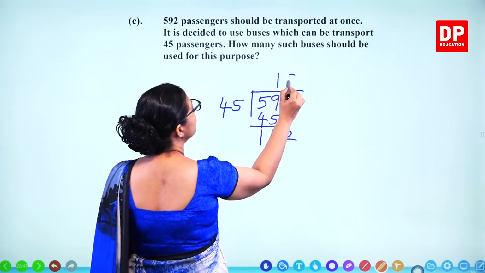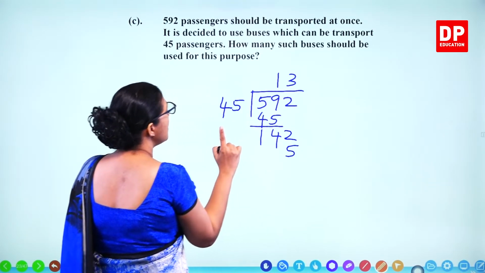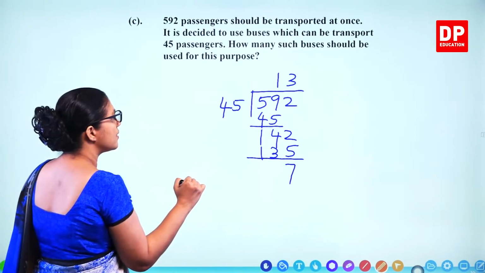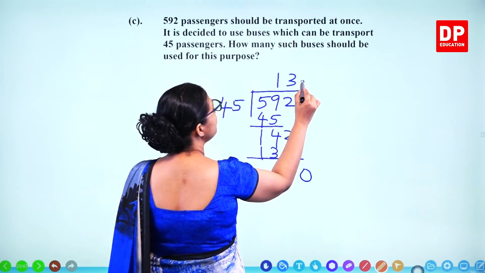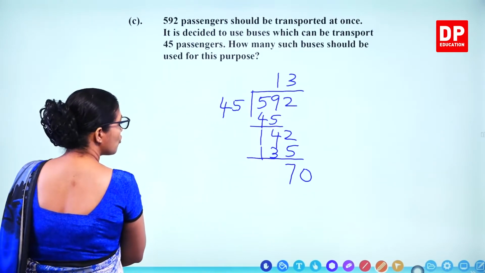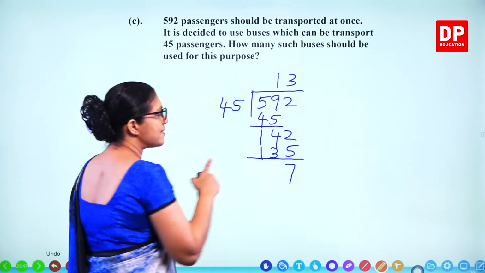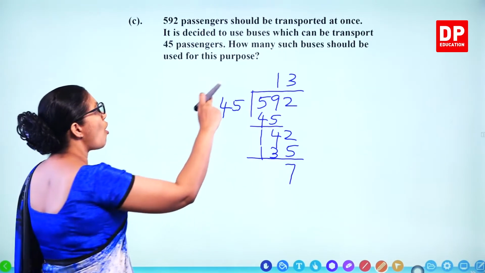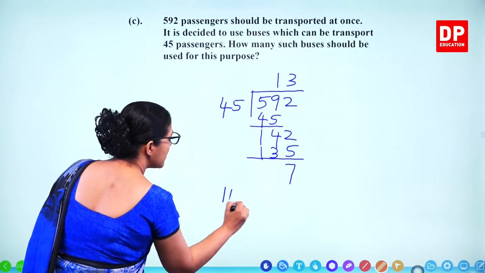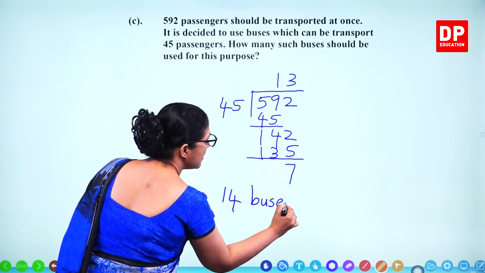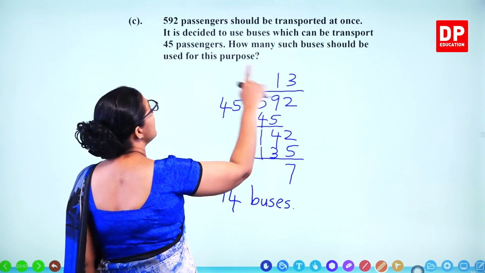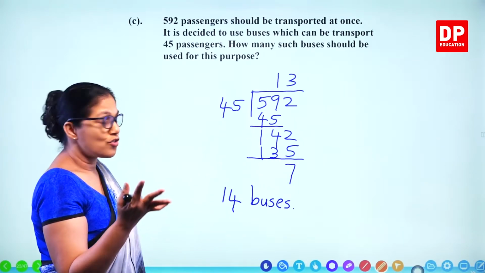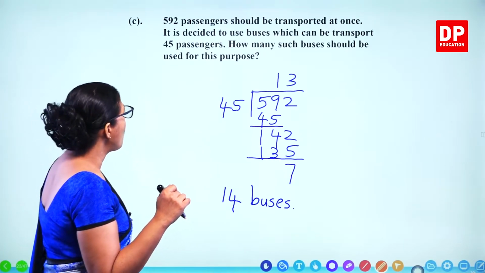142. You get 3. 3 times 5, 15. 3 times 4, 12 plus 1, 13. You get 7. For 70. Or you can stop from here. 7 passengers are remaining, but they need to go in another bus. So altogether, how many buses? 14 buses needed. Because 13 fully with 45 passengers each and 7 remaining. So for that also you need another bus. Altogether, 14 buses needed.